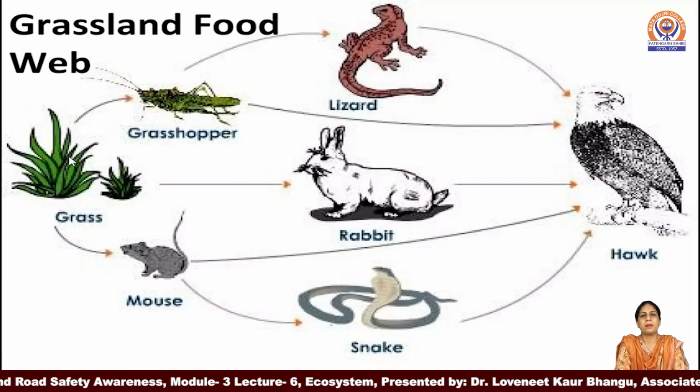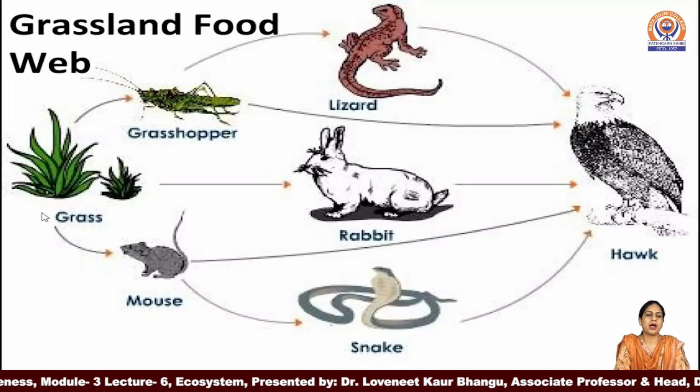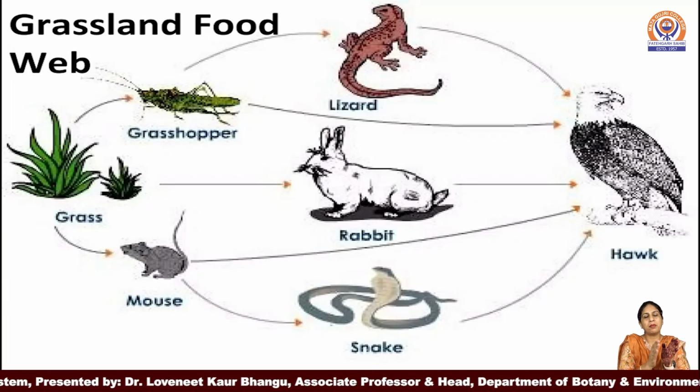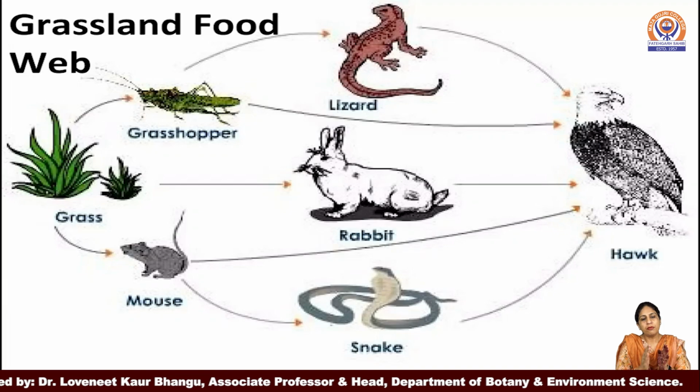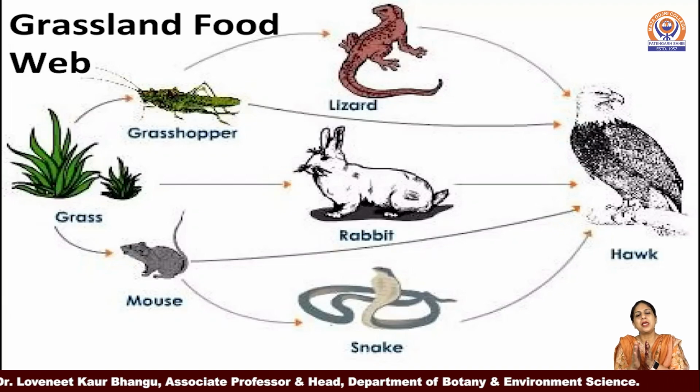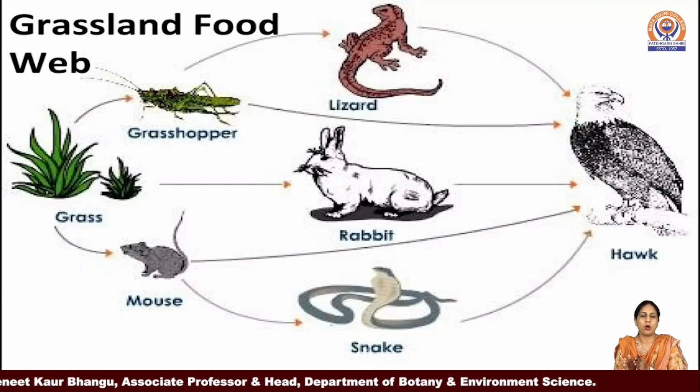Next, we have a food web in grassland ecosystem. So here in the grassland ecosystem, first of all, the producers are present in the form of grass. Now this grass is being fed upon by grasshopper or by the rabbit or by mouse. So here we can see that this producer can be fed upon by these three organisms that can be seen in the picture. Further, this grasshopper can be eaten by the lizard or by hawk.